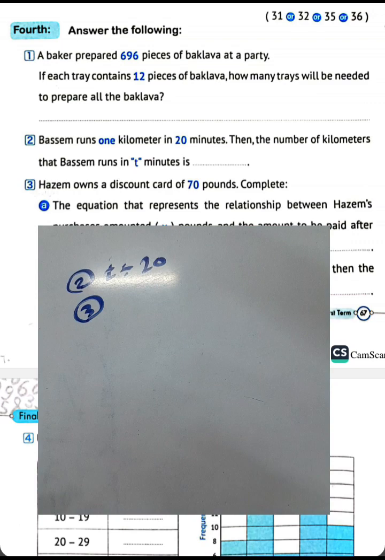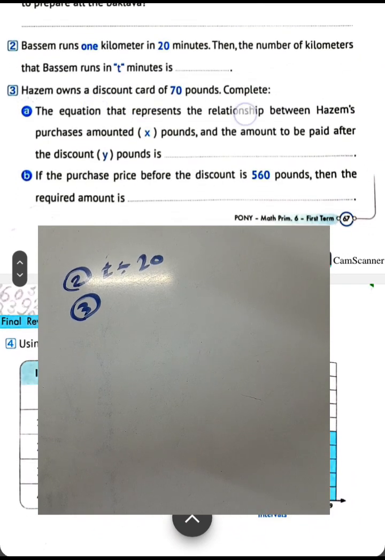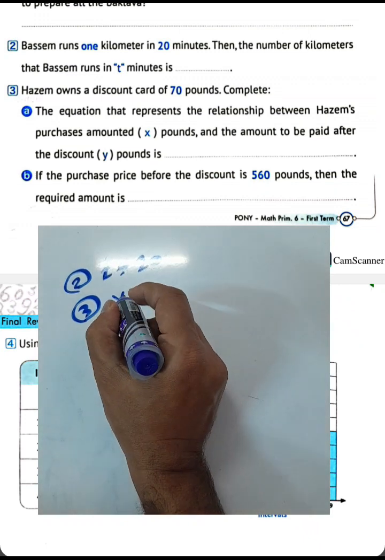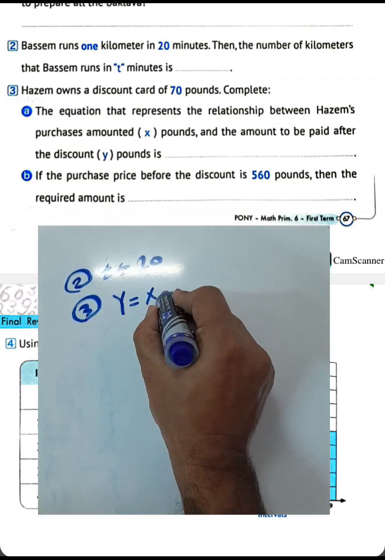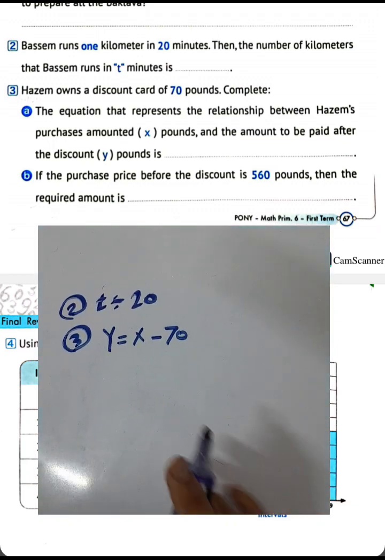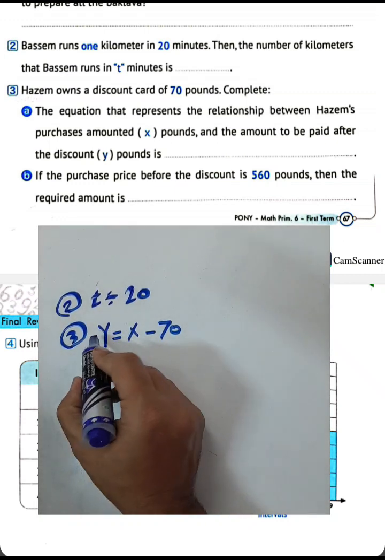Question number 3. Hazim owns a discount card of 70 pounds. Complete. Letter A, the equation that represents the relationship between Hazim's purchase amount X pounds and the amount to be paid after discount Y equals: we must write Y equals X subtract 70. Okay, the discount here. Understood? That was letter A.